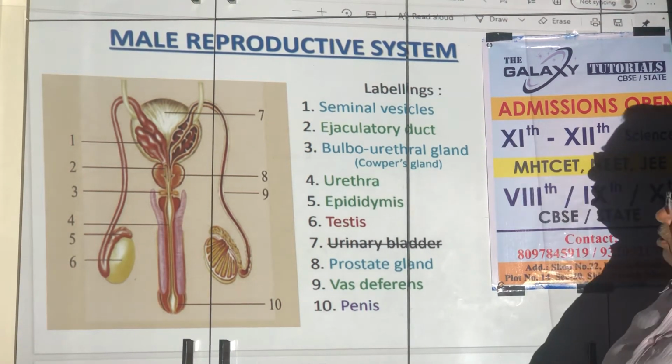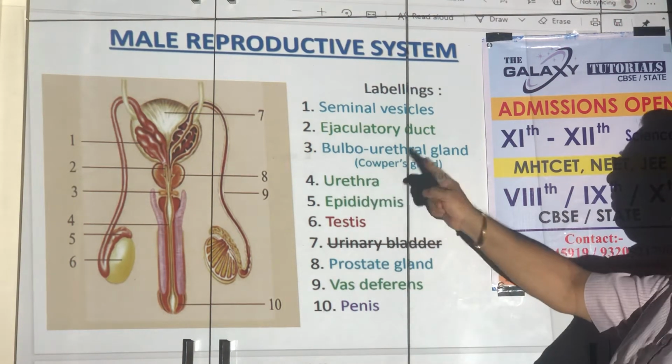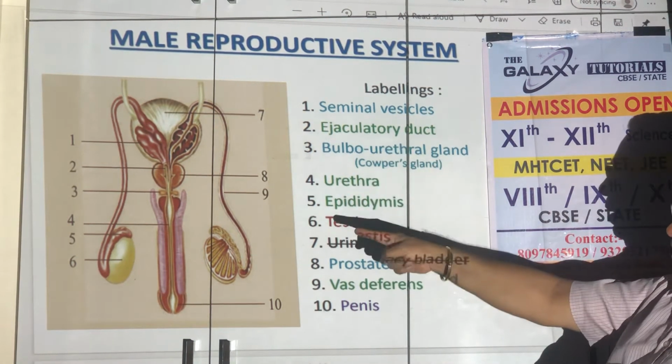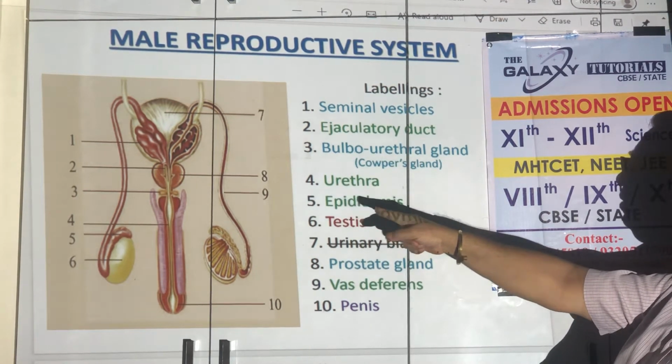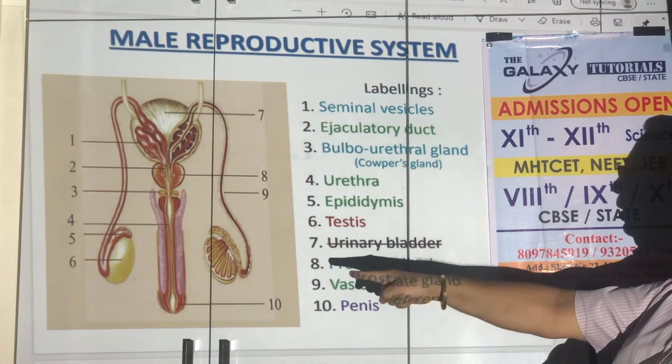So here we have a look. First are the seminal vesicles on the top. Second, we are adding the ejaculatory duct where they'll come out. Third, you can see the bulbourethral gland like a bow tie. Fourth, you can see the urethra, the tube which is taking it out.